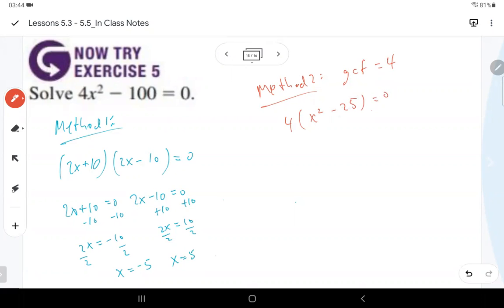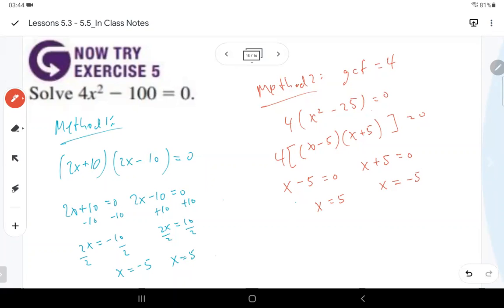Again, this inside is a perfect square binomial. So we could go straight into the split. And it would be x and 5 and 5 with a plus minus, whichever way you wanted to do it. And then x minus 5 equals 0 and x plus 5 equals 0. So we would get x equals 5 again, or x equals -5.